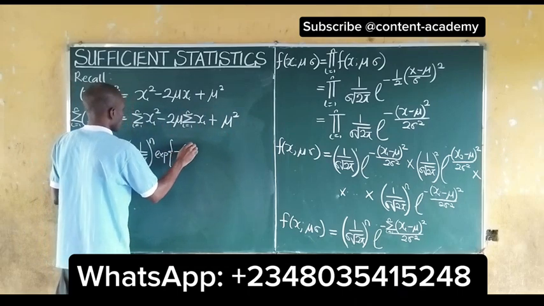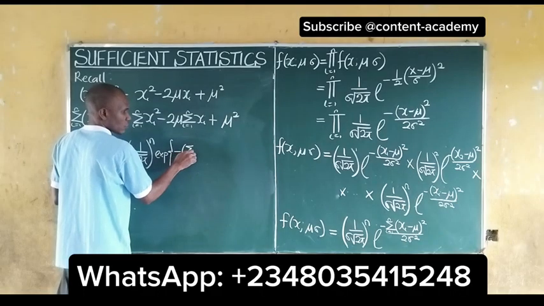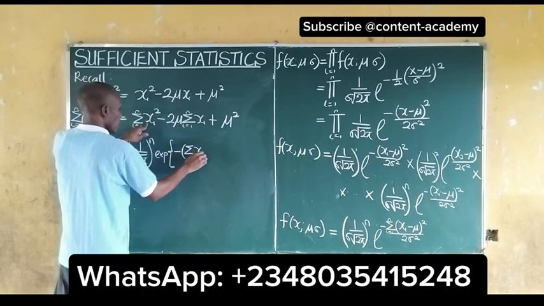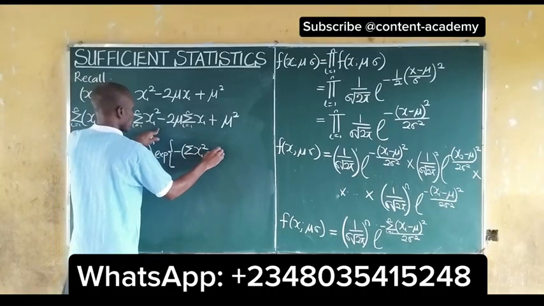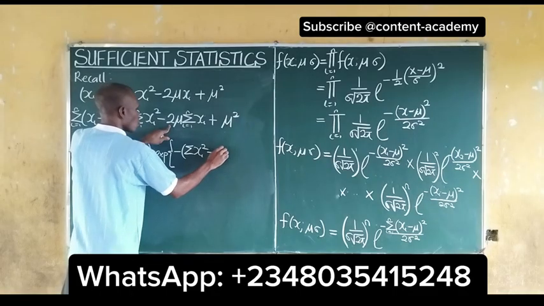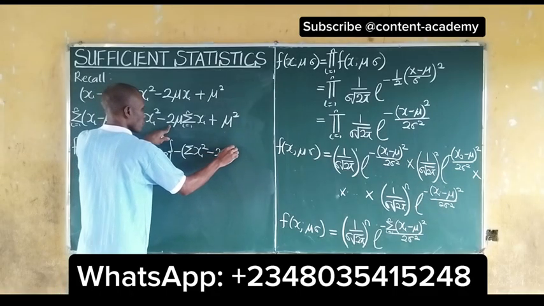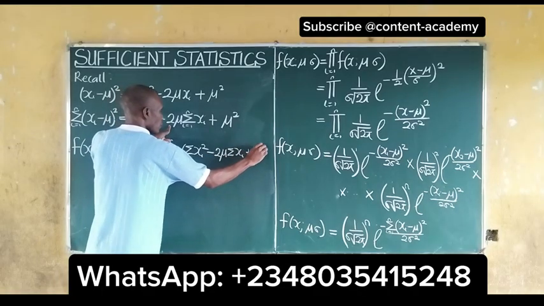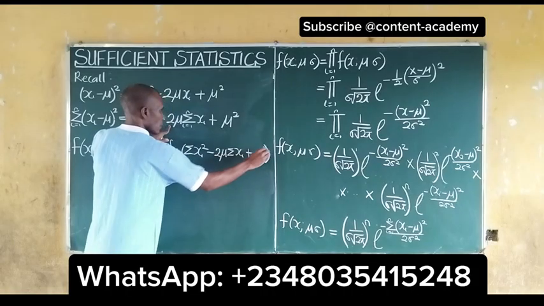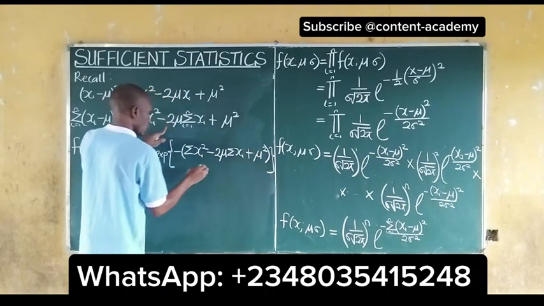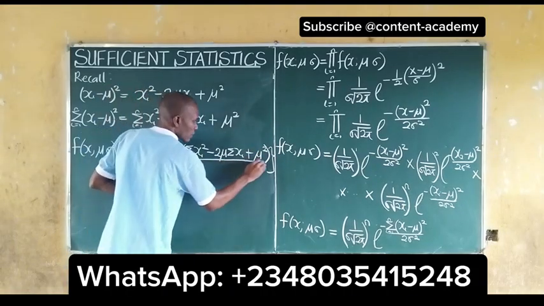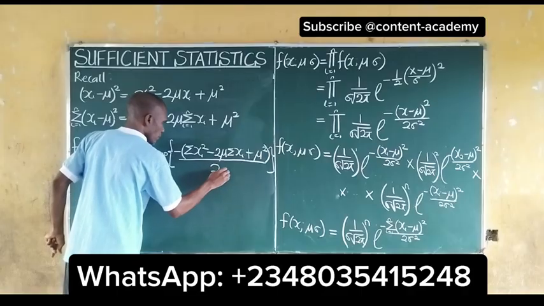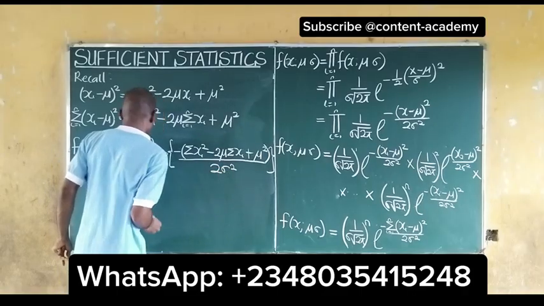So negative summation of xi squared minus 2 mu summation of xi plus mu squared, all over 2 sigma squared.